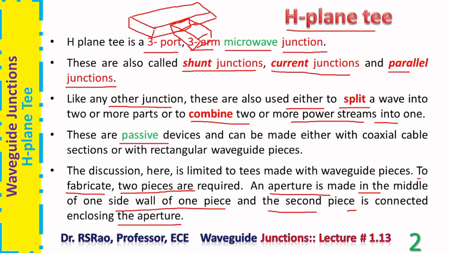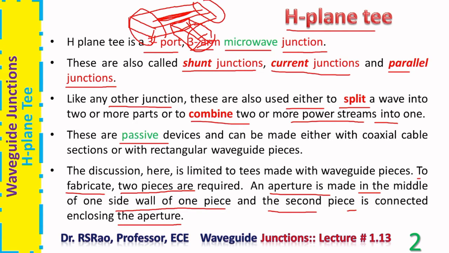One can notice physically there appear three arms. This is one arm, another arm, third arm. The arms which are in line, these two, are called collinear arms. The arm which is sideways is the side arm. Each arm has an opening. In microwave engineering, an opening is called a port.